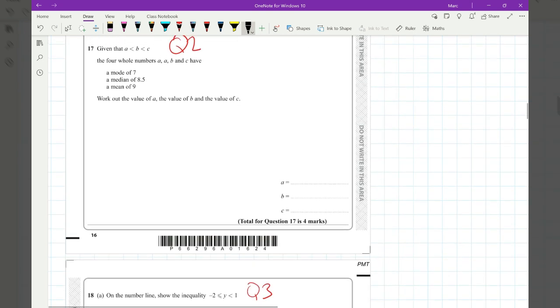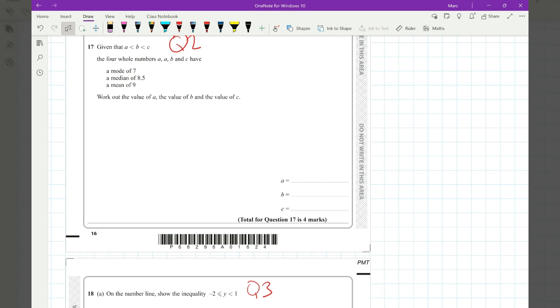Okay, question 2 or question 17. Given that A is less than B, which is less than C, the four whole numbers A, A, B, and C have that information. Okay, so starting off with the mode, because A and A have got to be the same number and the mode is 7, we start off with that smallest number being 7. So 7, 7, B, and C.